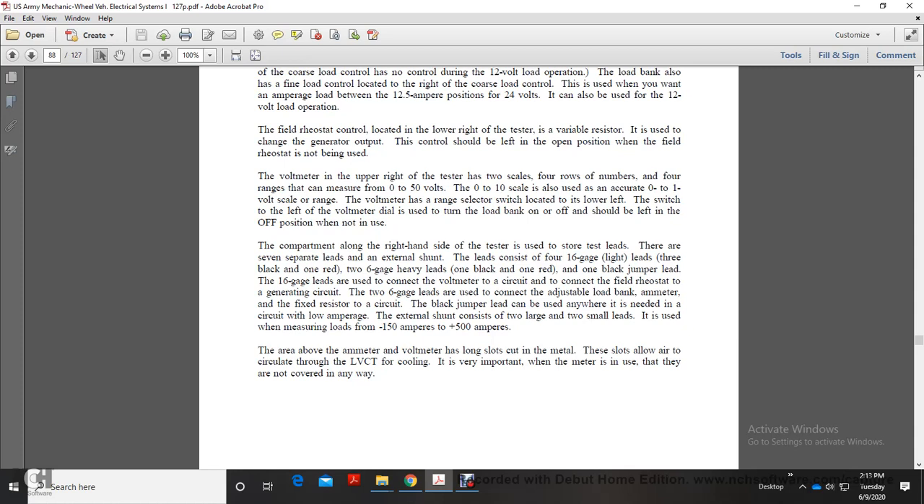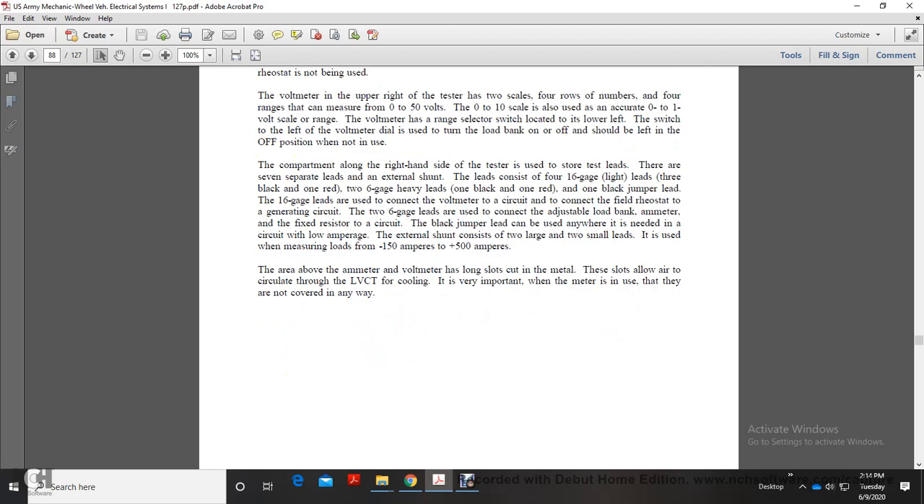The voltmeter on the tester has 2 scales, with 4 ranges that can measure from 0 to 50 volts. The 0 to 10 scale is used with the accurate 0 to 1 volt scale range. The voltmeter has a range selector switch located on the lower left. The switch to the left of the voltmeter dial turns the load bank on and off, and should be left in the off position when not in use.